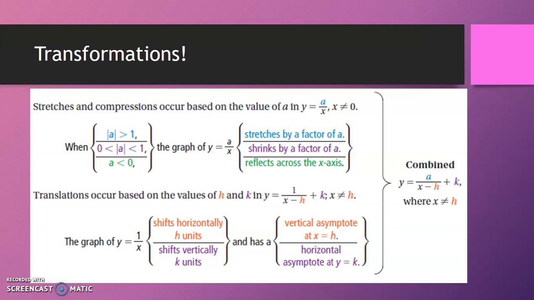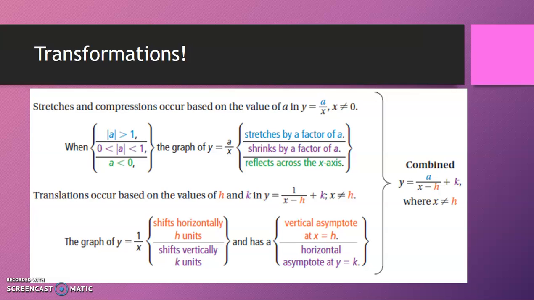I want to go over first how you decide whether something gets stretched or compressed. So that's based on the value that's sitting on top of the parent function. So before I had 1 over x. If that value, they're calling it a here, changes, there's a couple different ways that it can affect the graph. If the absolute value of a is greater than 1, so if it's 1.5, 2, 3, 3.5, 4, 4.5, so on, that's going to stretch the graph. That means that it's going to become tall and skinny. So it's going to make the graph move faster.